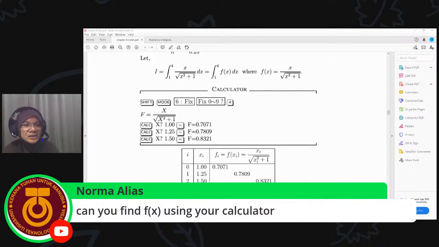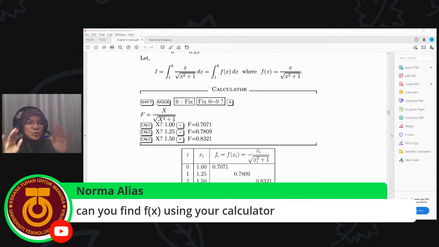All right, I will teach you: mode, fix 4 for 4 decimal places. Find the equation, press 4 here, and then you can get f(x) = x squared divided by x squared plus 1. You calculate the value of x, and then f is 0.7071. No need to do it manually. You just press the calculator: x = 1.25, f(x) is 0.7809.